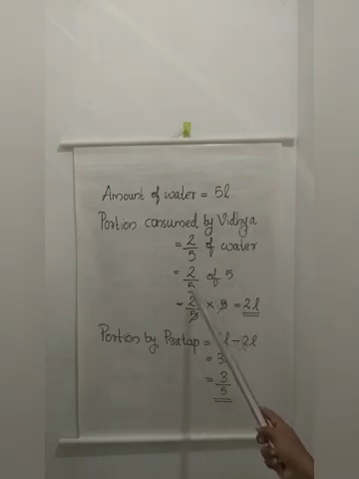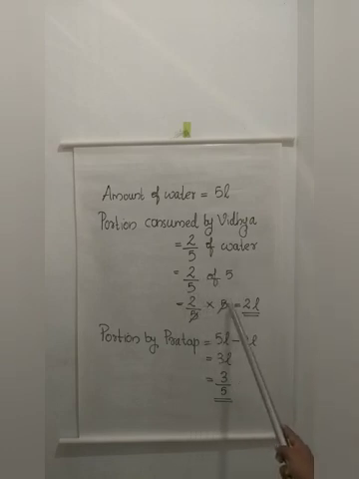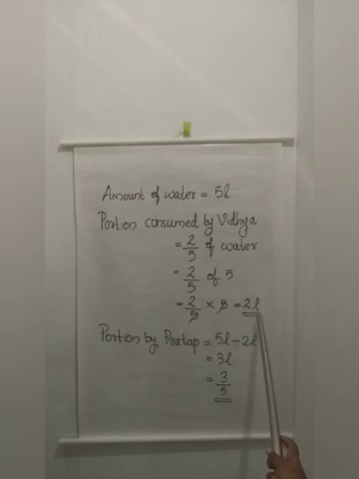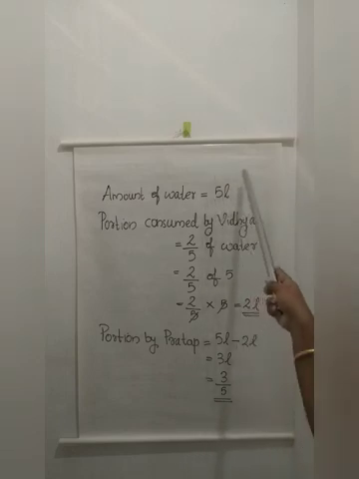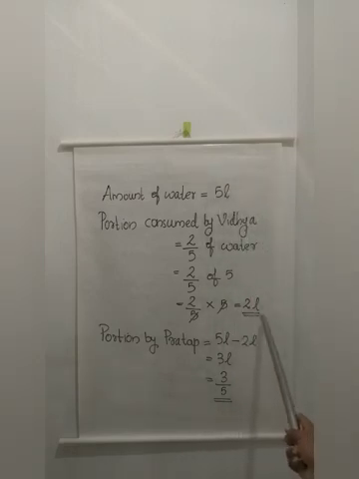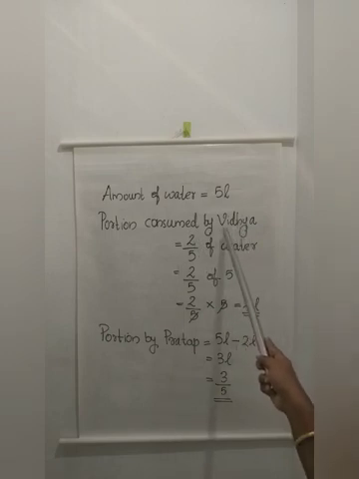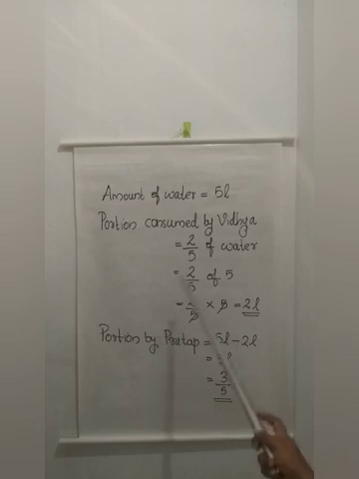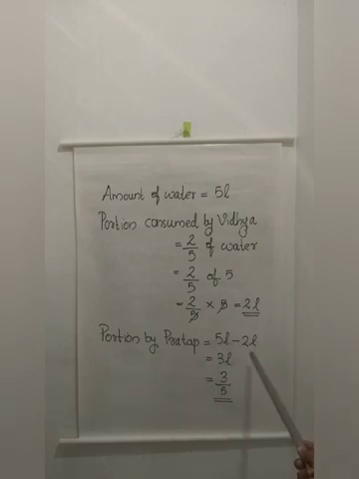Now finding what is this value? How? Multiplying 2 by 5 into 5. Here we can directly cancel the common 5. Cancelling out, what are you getting? 2 liters. So out of the 5 liters, 2 liters of water is consumed by Vidya. So what will be consumed by Pratap? The remaining. From 5 liters, 2 liters taken, what is remaining? 3 liters. So the portion by Pratap is 5 liters minus 2 liters, 3 liters.